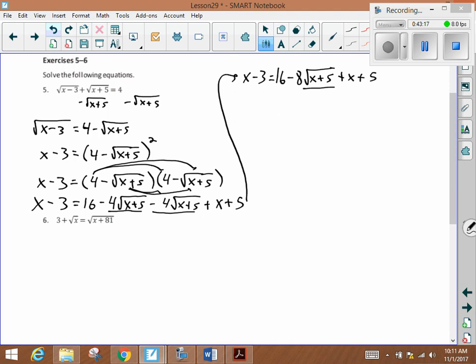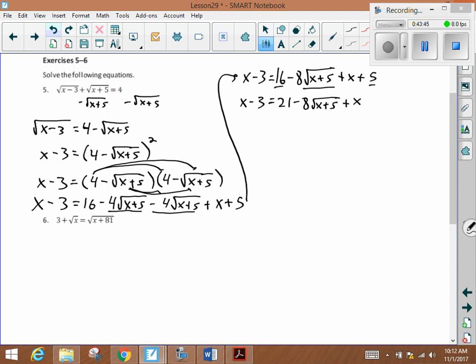So I'm going to go ahead and first get everything over onto the left-hand side. Well, let's combine my terms first. So I have this 16 and this 5 that can be combined. So I'm going to go ahead and combine those. That's 21. I can't even say that right anymore.